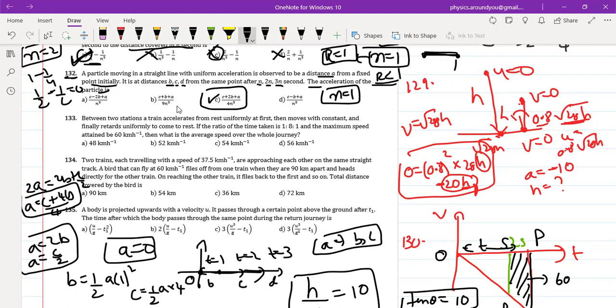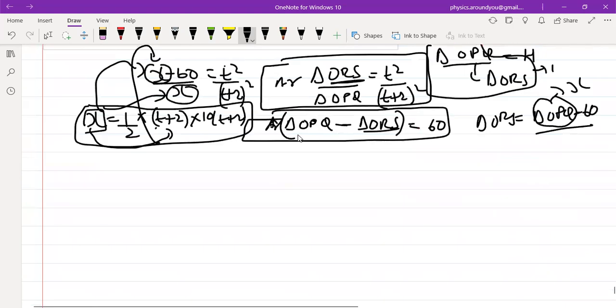Right. Now we will move to the 133rd one. Again a VT graph, because we are given information that it is from rest, moves with constant speed, and comes finally to rest. The ratio of the time taken is given. The maximum speed is given and they're asking what is the average speed for the whole journey. So we'll go with question 133.